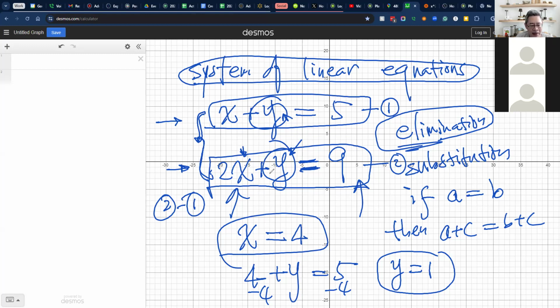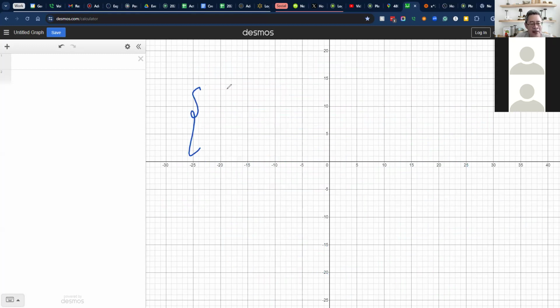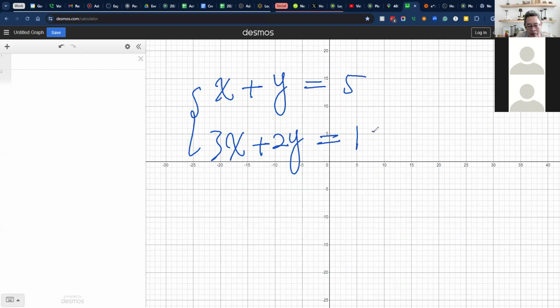Now, of course, sometimes it won't be that straightforward. So we have to figure out some way to do it. For example, what happens if we got this instead? Let's say this is 12. Since we cannot cancel them right away, what we're going to do is multiply by 2 on both sides.